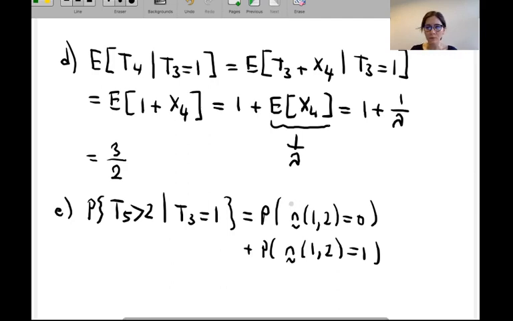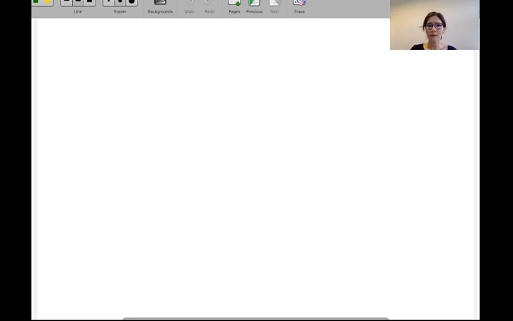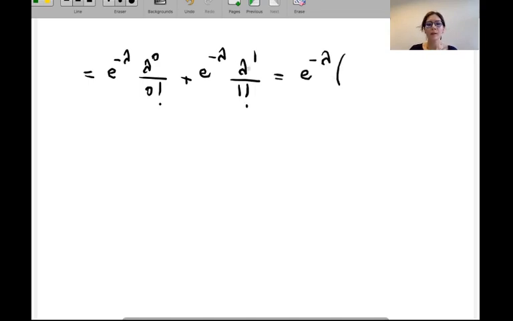Now remember again what distribution this has. This has a Poisson distribution with which parameter? The parameter would be lambda times the time difference, so lambda times 2 minus 1, which is lambda. Now I just use the Poisson density: e to the minus lambda, lambda to the power 0 over 0 factorial, plus e to the minus lambda, lambda to the 1 over 1 factorial. This gives you e to the minus lambda, and then e to the minus lambda times lambda, so e to the minus lambda times (1 plus lambda). Plugging in lambda equals 2, you get 3 times e to the minus 2. So, okay, this answers the last part of the question.